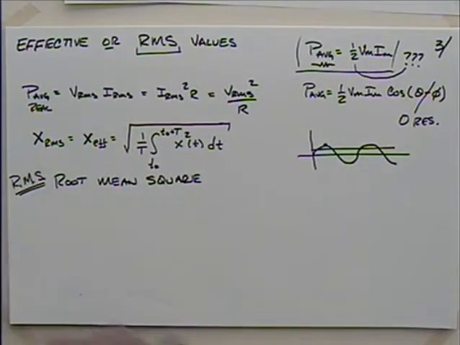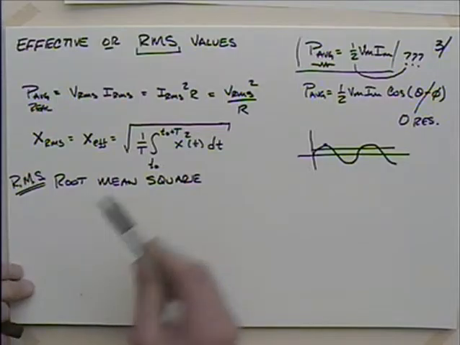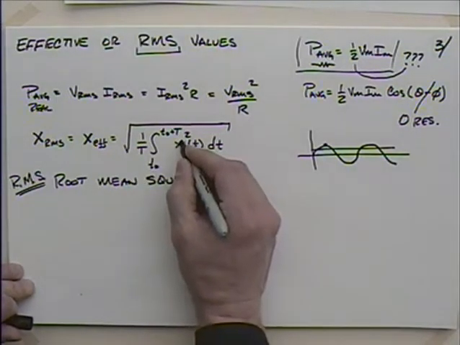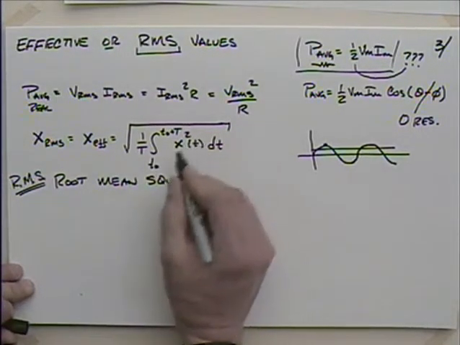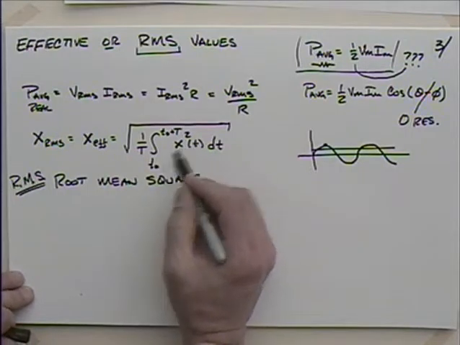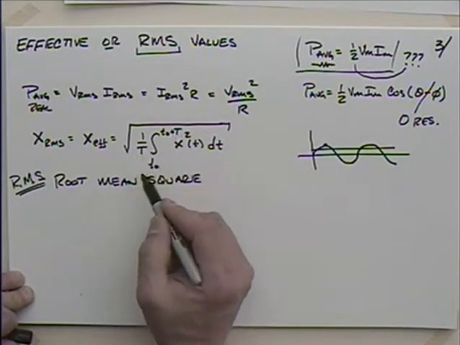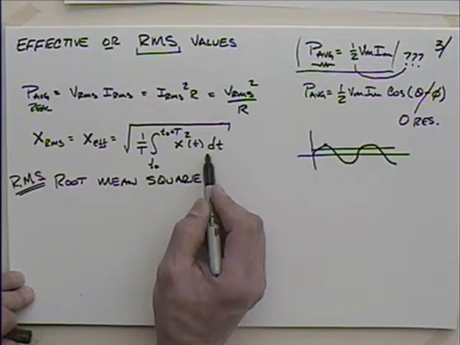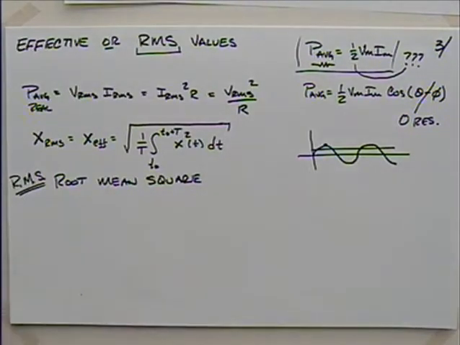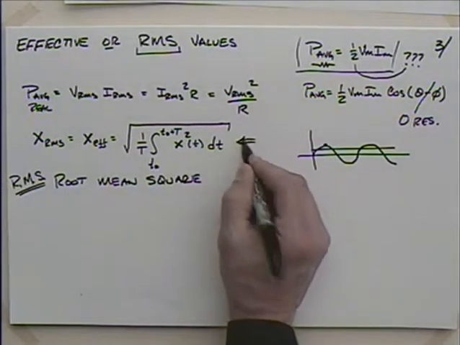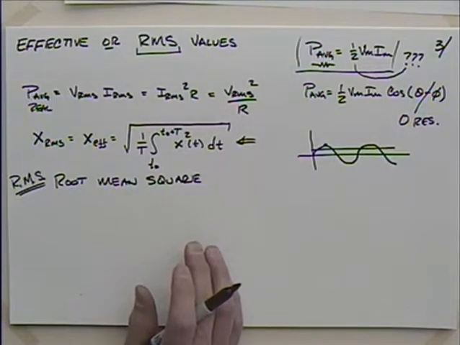So whether this is voltage or current or something else, what we do is we take the function, which is a function of time, we square it, we add it up over a period, and we divide by the period. That's taking the average, and then we take the square root of it. So we square it, we find the average, and then we take the square root. So that's the RMS calculation, and we'll come back and get some practice using that.